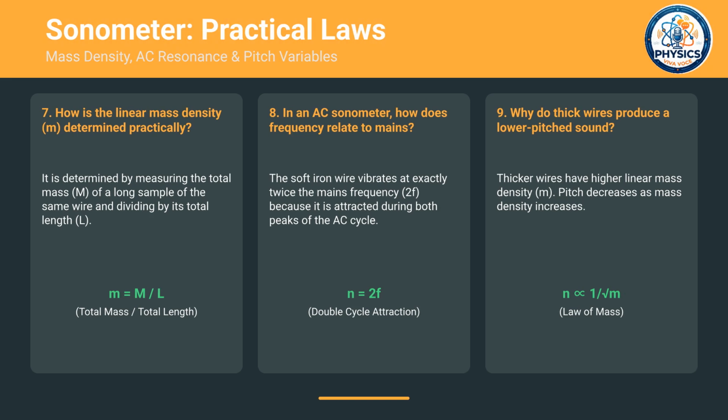For practical laws, linear mass density is determined by dividing the total mass by the total length. In an AC sonometer, frequency is twice the mains frequency, 2F. Thicker wires produce lower-pitched sounds because higher linear mass density decreases frequency.